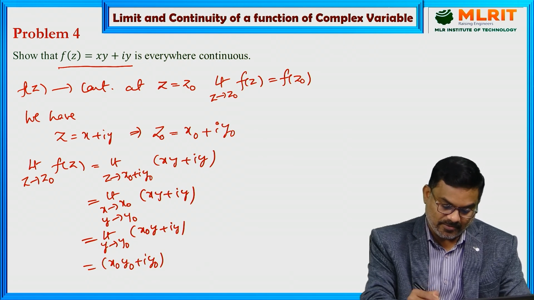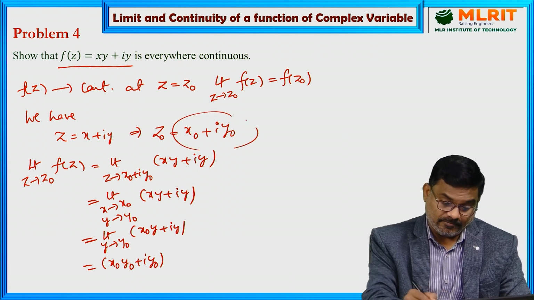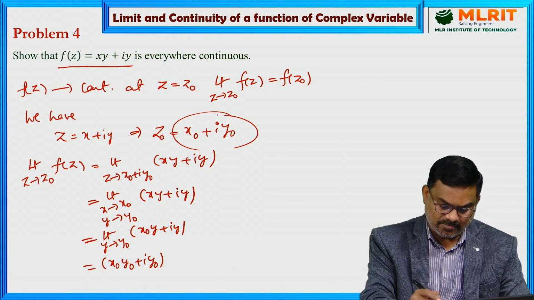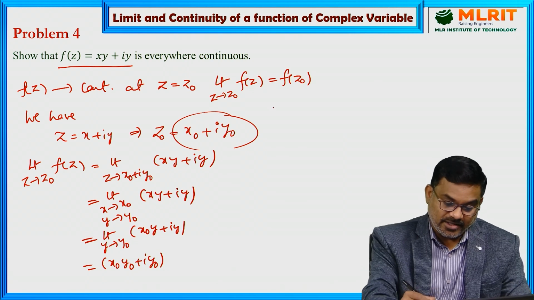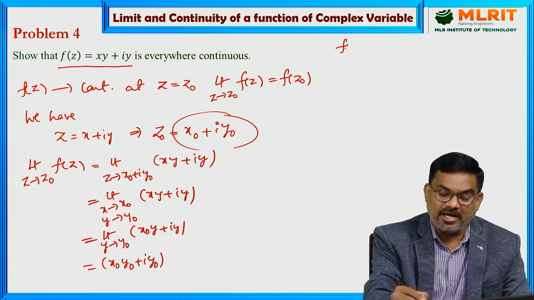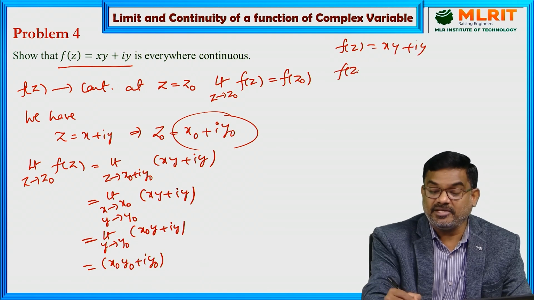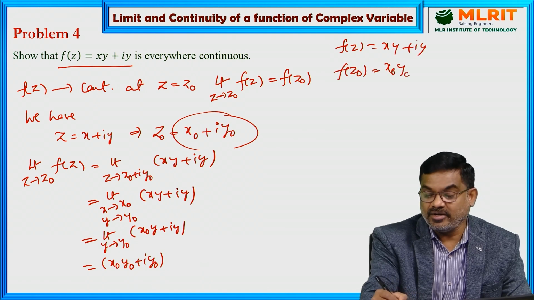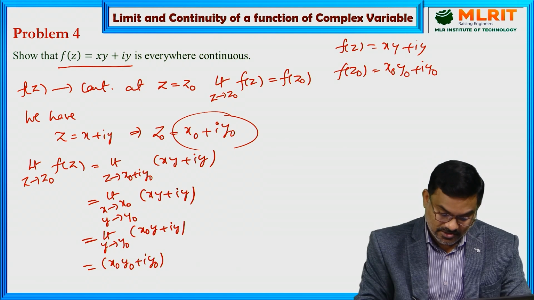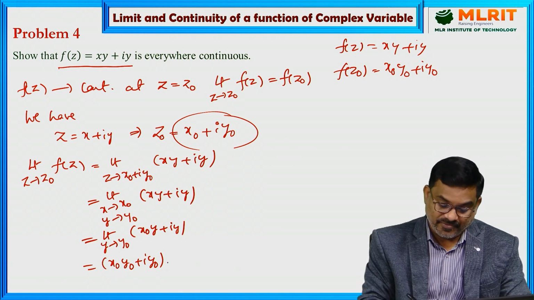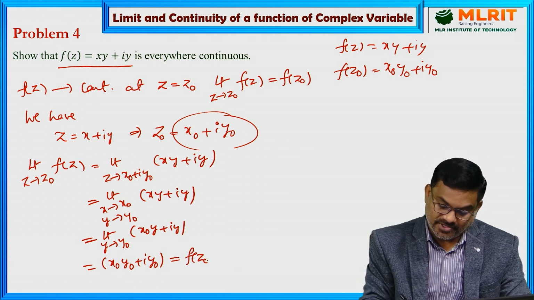So here we have z naught is x naught plus iy naught, and what is the function here? F of z is xy plus iy. Then what will be f of z naught? x naught y naught plus iy naught. So we got the same here, which is f of z naught.